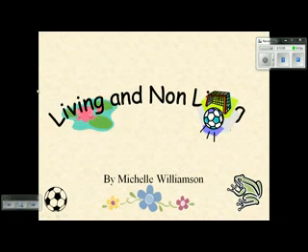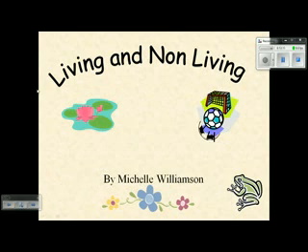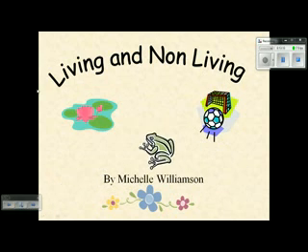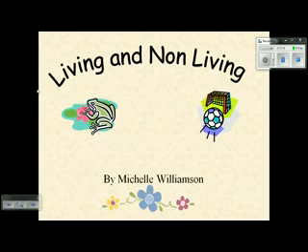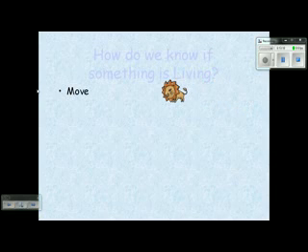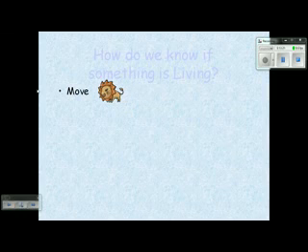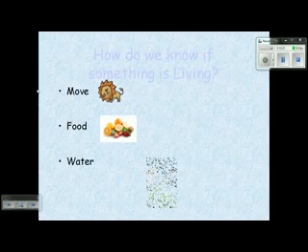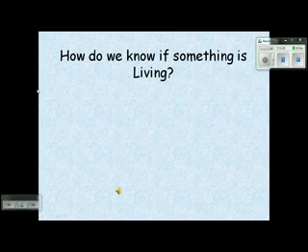Okay, so we're going to play a game and I want you to tell me, is it living or non-living? But first of all, let's revise it more. So how do you know if it's a living thing? It moves, needs food, needs something to eat, water, right? So, how do we know if something is living?